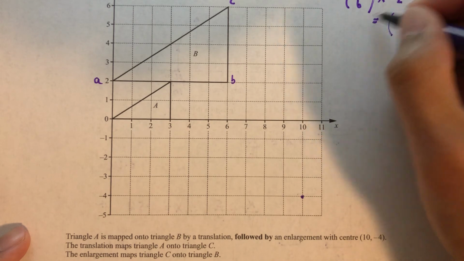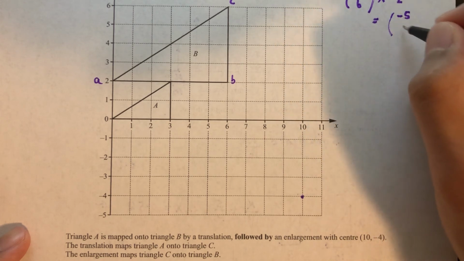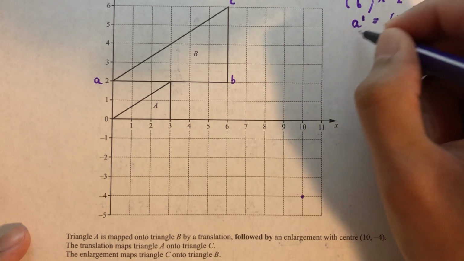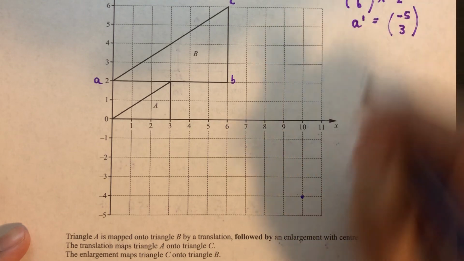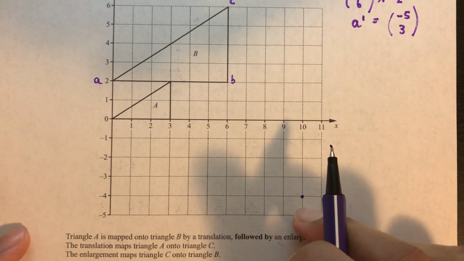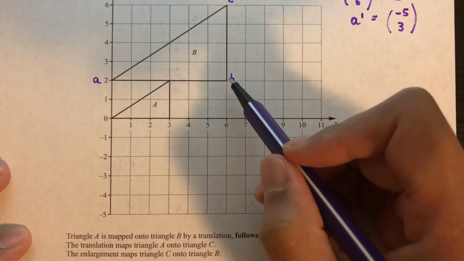So the x will be minus 10 times half, which is minus 5, and 3. So that's the coordinate of A dash, which is C. Triangle C, first coordinate will be minus 5, 3 from the center, 10 minus 4.